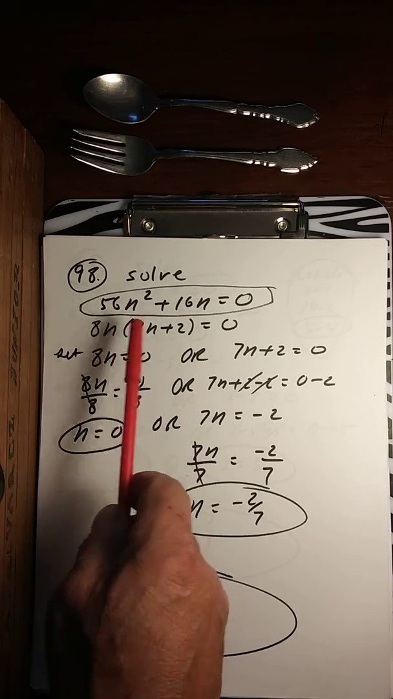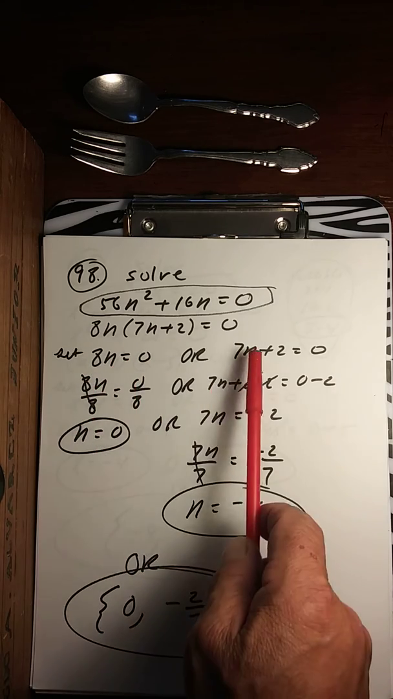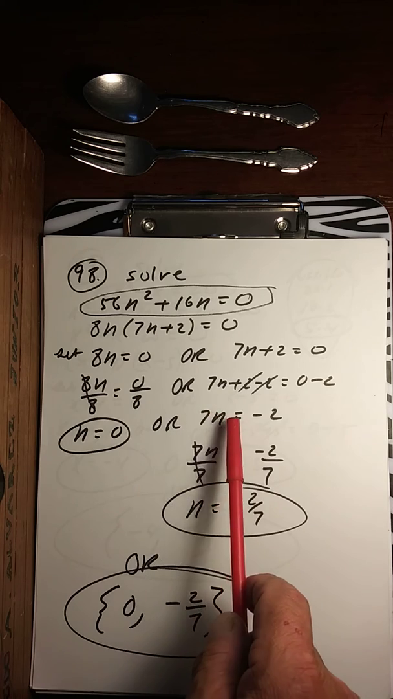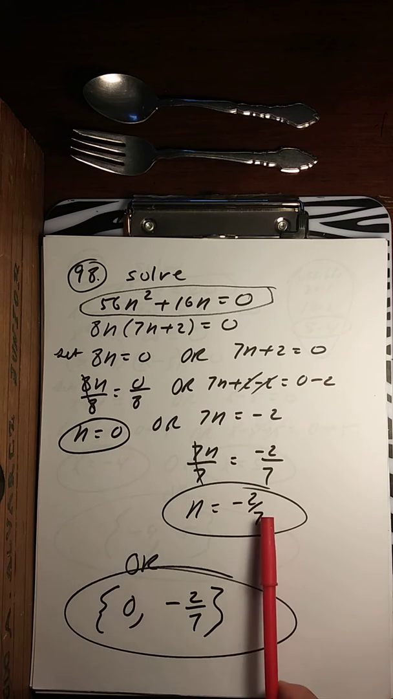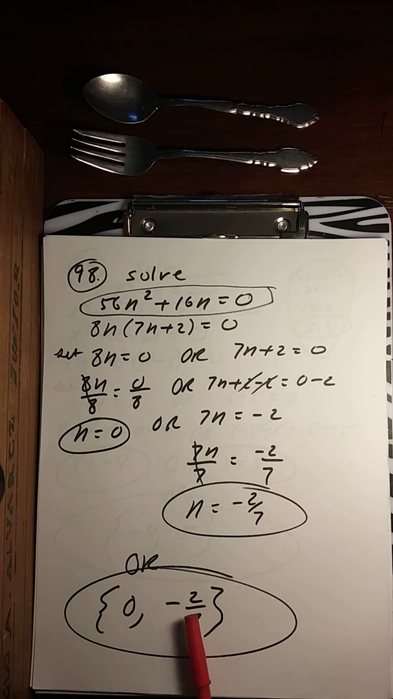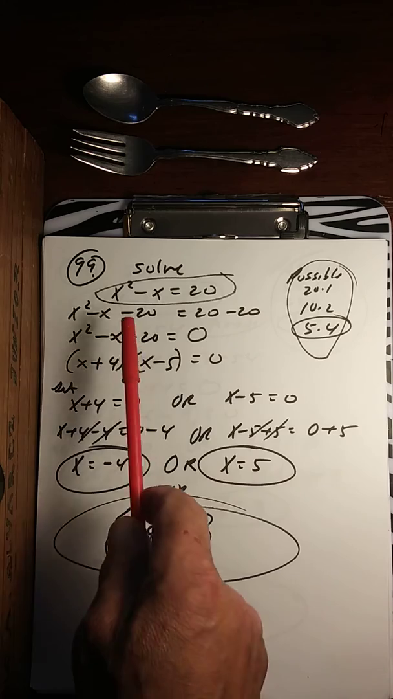This one, take out the 8n. 8n times that is this. 8 times that is 6. 8n equals 0. Divide by 8, so n equals 0. This one, minus 2 minus 2, so 7n equals this. Divide by 7, n equals negative 2 sevenths. So 0 and negative 2 sevenths. Two answers.